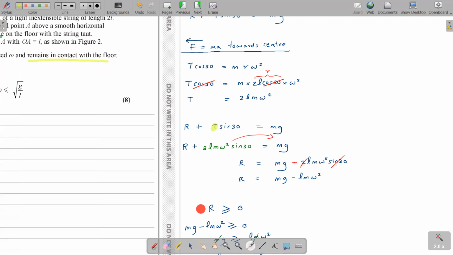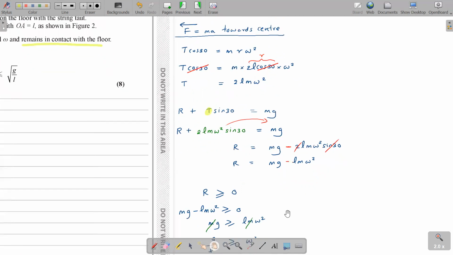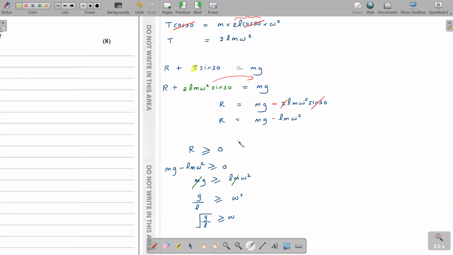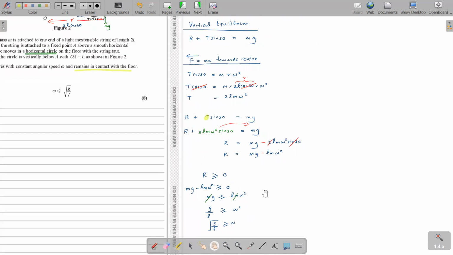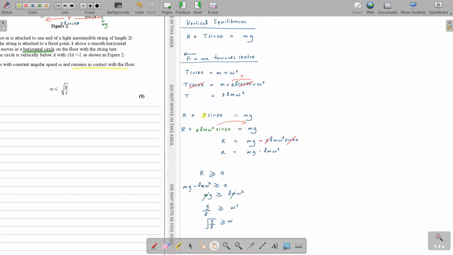This is the condition that you need to set, and immediately you can now get your answer, right? It's just a matter of substituting the R value and then taking the Lm omega square, removing m. m is a positive constant, so you can remove it without any issue to the inequality. Then you get here g over L omega square. So omega is less than or equal to root g over L, as required. Okay guys, so this is the answer.